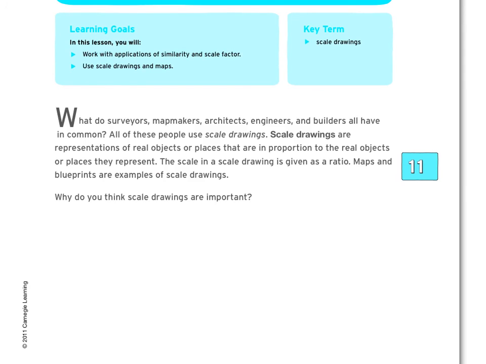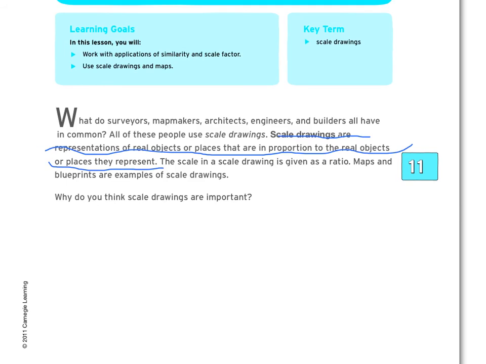Next, I like this story. It said, what do surveyors, maps, architects, engineers, and builders all have in common? All of these people use scale drawings. Scale drawings, aka highlight this. Scale drawings are representations of real-life objects that are proportional to the real objects or places they represent.